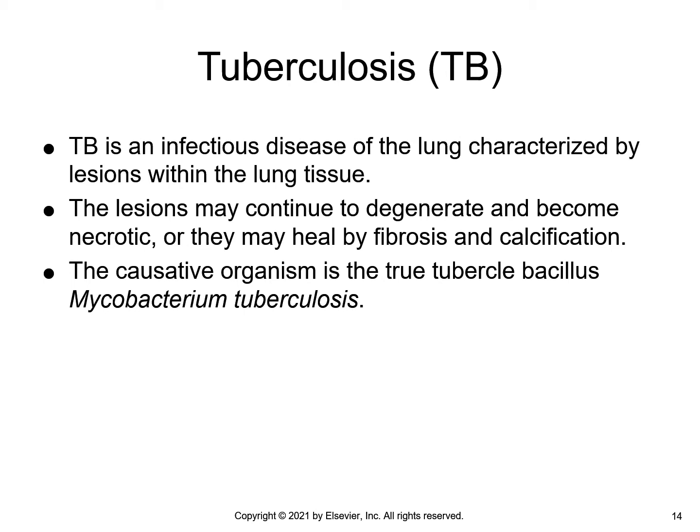Mycobacterium is an acid-fast, aerobic, slow-growing bacillus. When the organism enters the lungs, a local inflammatory reaction happens, usually in an upper lobe. It can take 2 to 12 weeks for the organism to replicate in sufficient numbers to prompt enough of an immune response to be detected by a tuberculosis skin test.